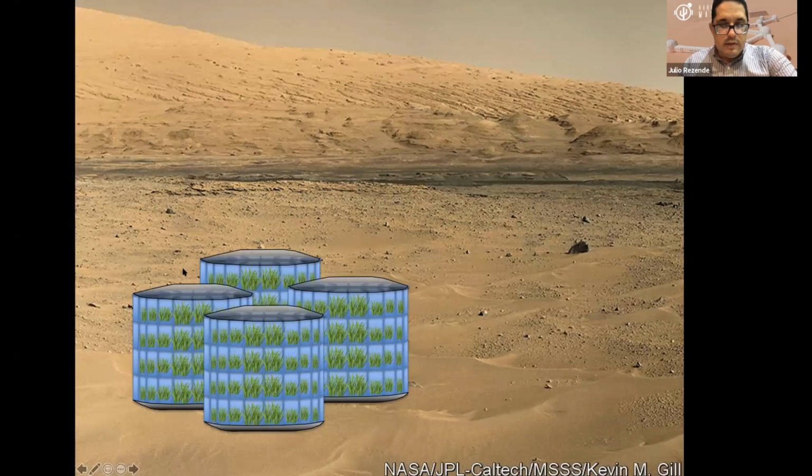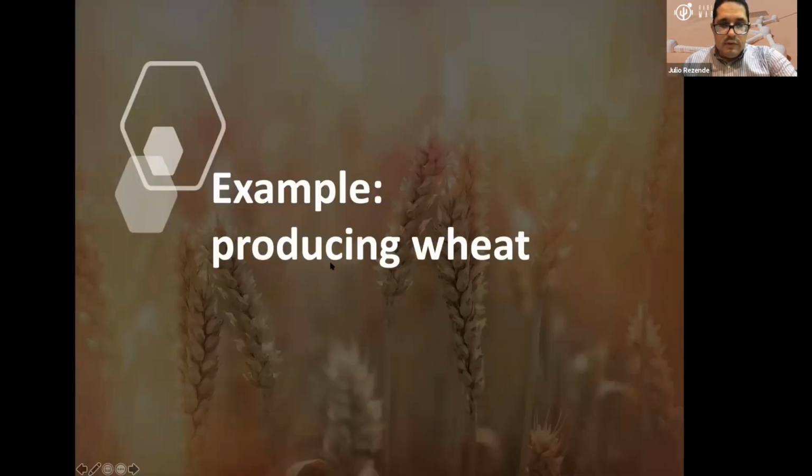Also, some models integrated. Here a possible station is not represented, but this would necessarily be connected to a station. Now consider this approach. We will take an example of how to produce wheat.